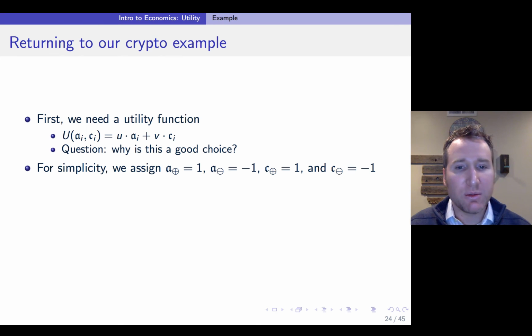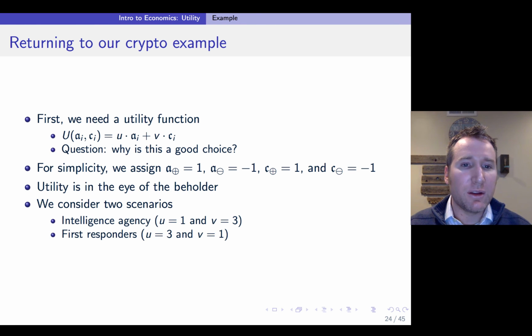So for simplicity, we're going to assign some actual numbers to these values for A plus, A minus, C plus, and C minus. So A plus is 1, A minus is -1, C plus is 1, and C minus is -1. Okay, so then it's important to note that utility is in the eye of the beholder, and that's where you can change the value for your constants U and V.